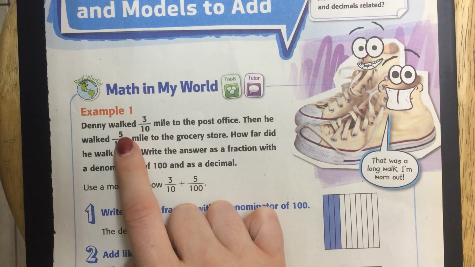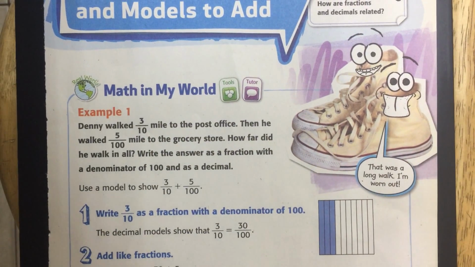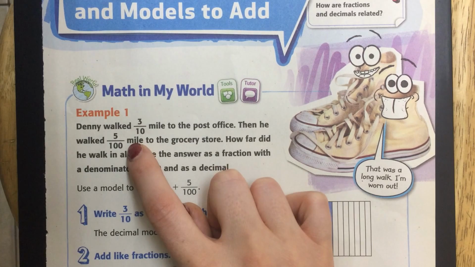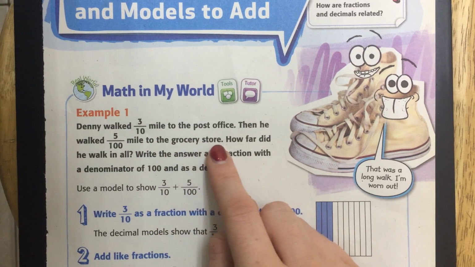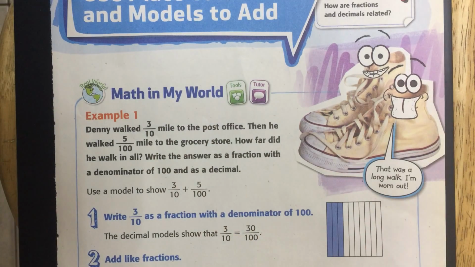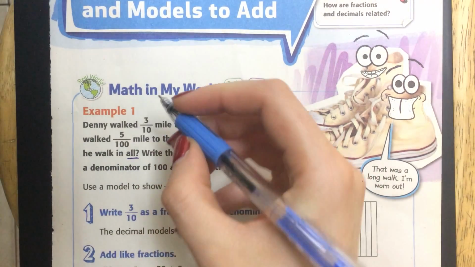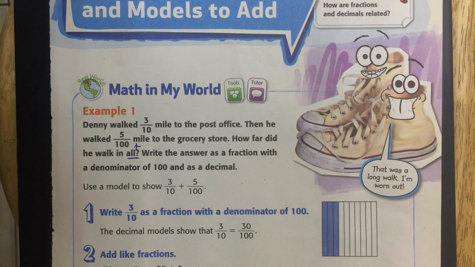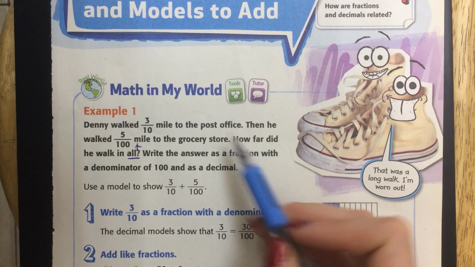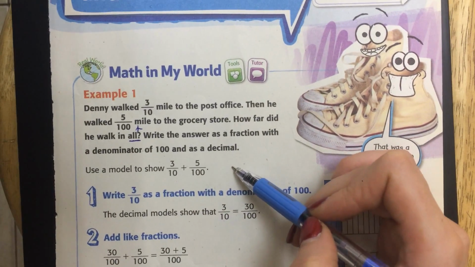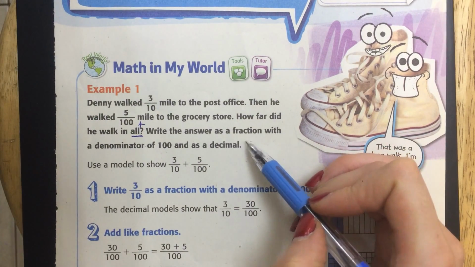Example 1. Denny walked 3/10 mile to the post office. Then he walked 5/100ths of a mile to the grocery store. How far did he walk in all? Well, in all generally means add. So we're going to be adding here. Write the answer as a fraction with a denominator of 100 and as a decimal. Okay, so we need fractions and decimals.